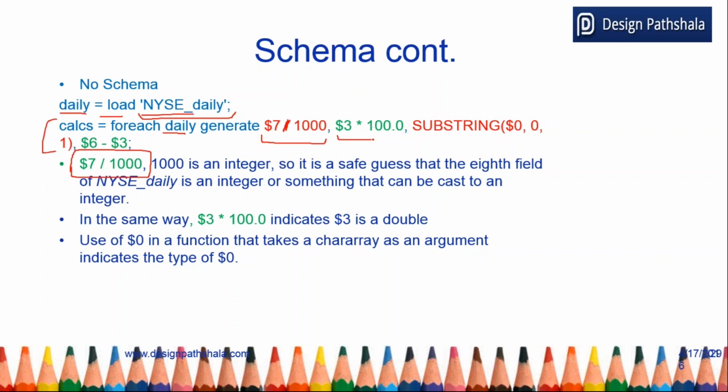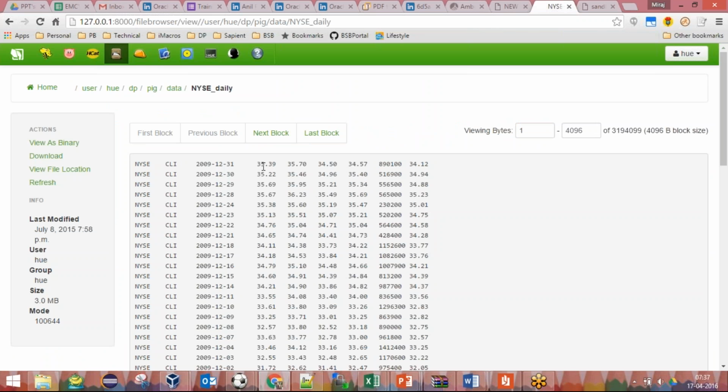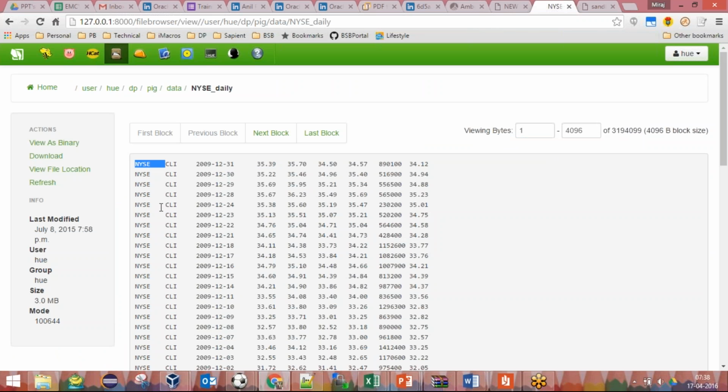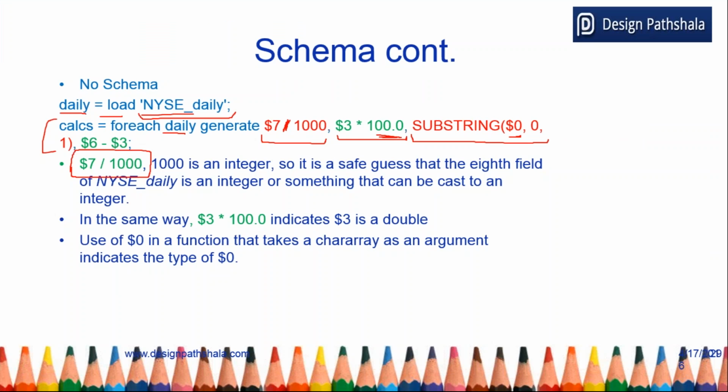Over here I am saying $3 into 100.0. That is something kind of double. 100.0 is double. So first, second, third, fourth column. $3 is the fourth column. So it will try to typecast this column to double and it will try to multiply it with 100. Then the substring of $0, comma something. So this is the first column on which I am doing some string operation. Based on the operation type, it will try to typecast this to char array and will try to do the operation for me. Till now pretty good.